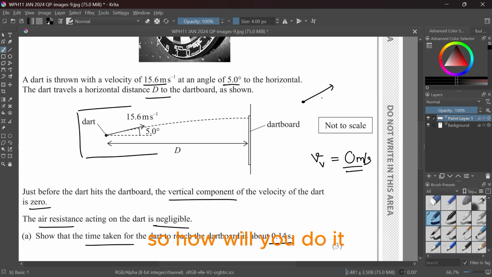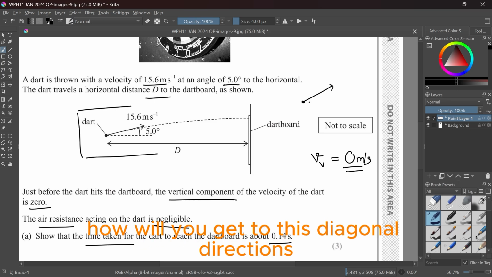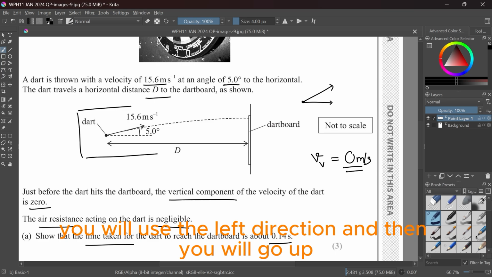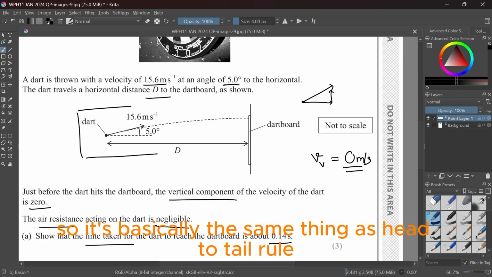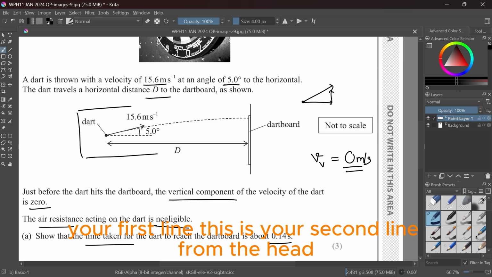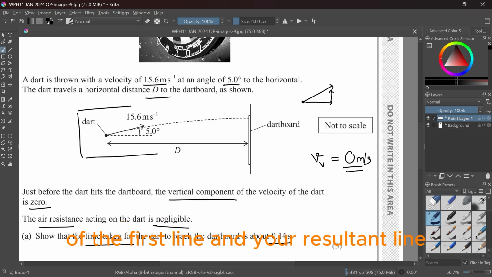So how will you do it? How will you get to these diagonal directions? You will use the left direction and then you will go up. So it's basically the same thing as the head to tail rule. Your first line, then your second line from the head of the first line, and your resultant line starts from the first line's tail to the second line's head.